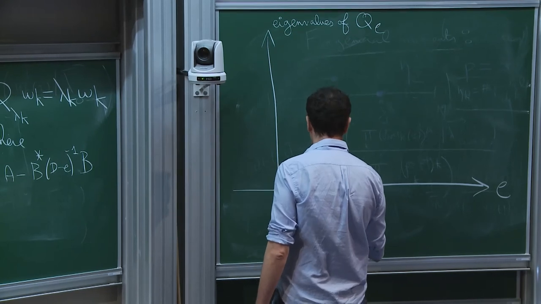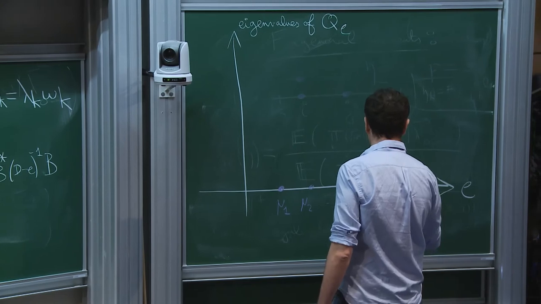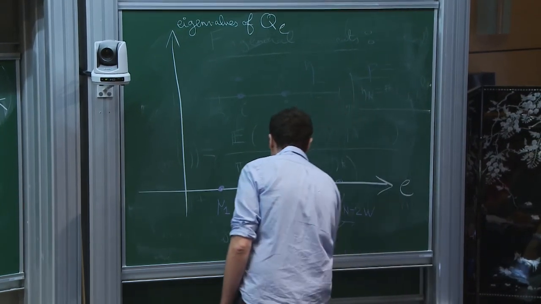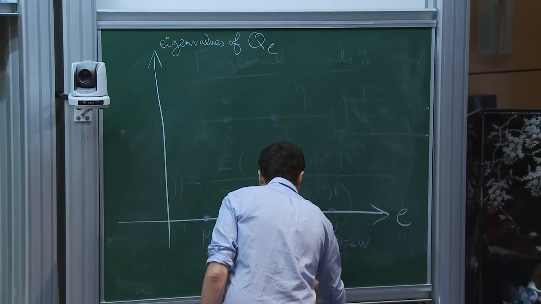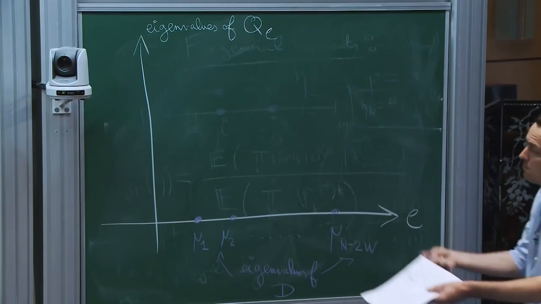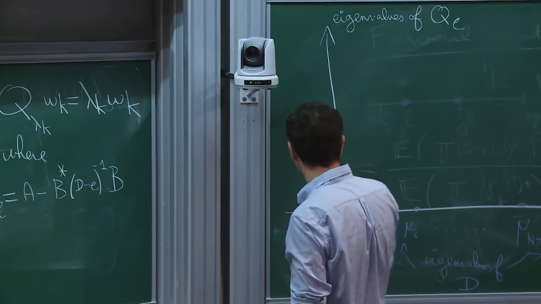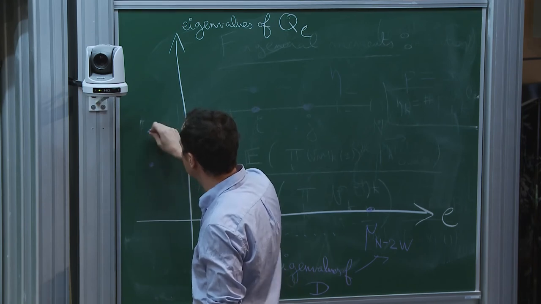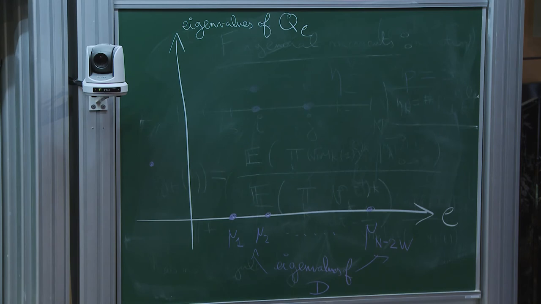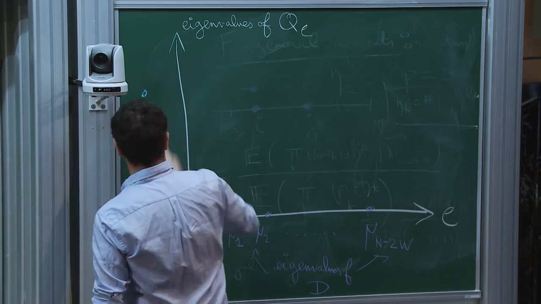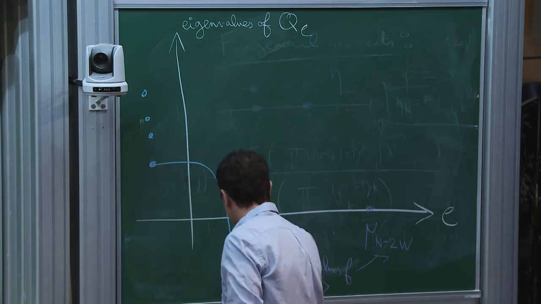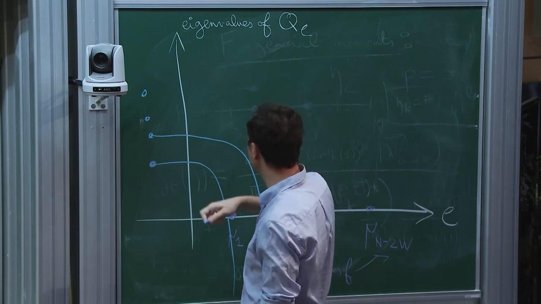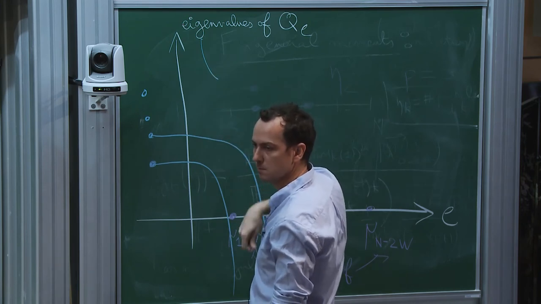So let's call them mu_1, mu_2, up to n minus 2W. So these here are the eigenvalues of D. And then my eigenvalues of Q(E) will depend on E, and I know that I will have a vertical asymptote at each mu_i. So typically for one given E, I will have my 2W eigenvalues somewhere here. They will evolve, and this one will just drop at the first mu_1. This one will drop at mu_2, at the second mu, and so on. But when this one drops, another one appears here.